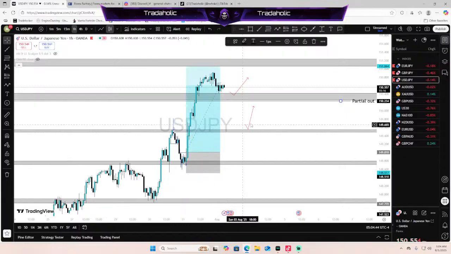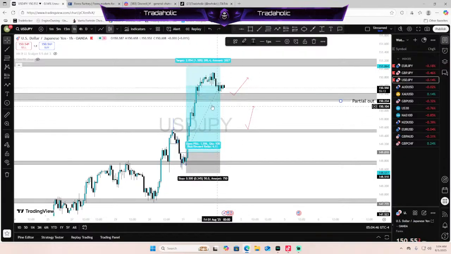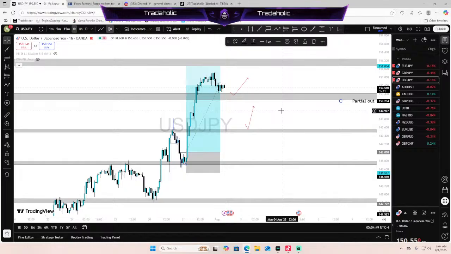If this TP gets hit, I close 50%. This TP gets hit, I close 50% or 25%. This TP gets hit, I close 25%, and so on and so forth, until price eventually decides to hit my stop loss, which is in profit. Then it will liquidate the whole entire position.